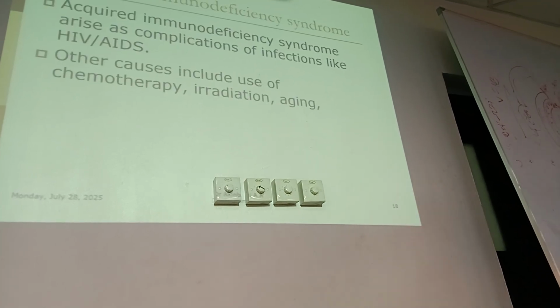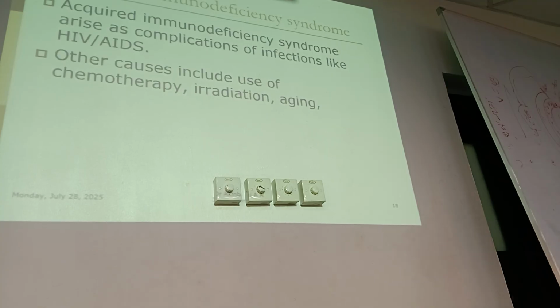So we talk about acquired. Those were the inherited: the X-linked agammaglobulinemia, the common variable immunodeficiency, and then the isolated IgA, for the B cells. For the T cells, you have DiGeorge syndrome and Wiskott-Aldrich syndrome, and you have the severe combined immunodeficiency for B and T. So those are the inherited.